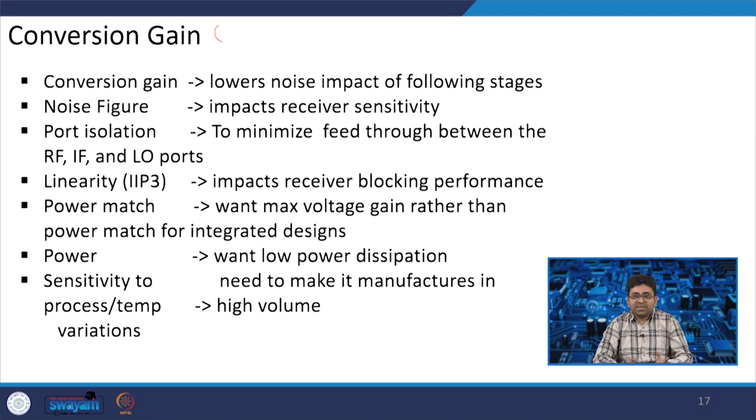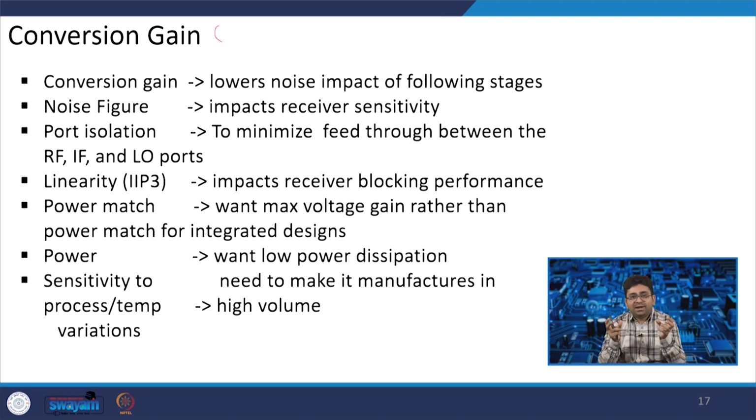Linearity impacts the receiver blocking performance. We have already seen the desensitization and the intermodulation. If there is not better linearity, there is a possibility that it cannot block the other blockers. So, that is why linearity is also important. Power match: we want a maximum voltage gain rather than power gain, because when we are designing an entire RFIC on a single chip, we consider the voltage gain, because we are not doing the impedance matching at each stage. Our first stage is driving the second stage, which is a capacitive load. So, that is why we are considering the voltage gain.